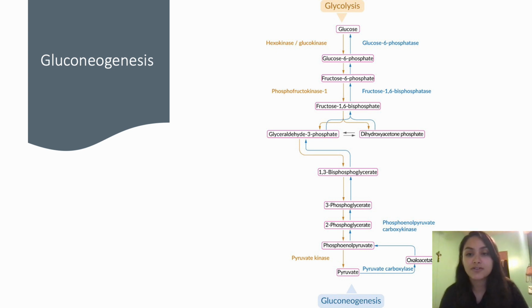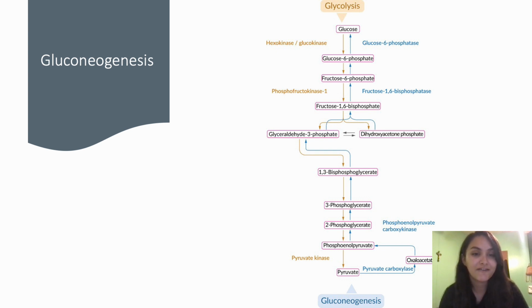So glycerol, derived from the breakdown of triglycerides in adipose tissue, enters the liver and is converted to DHAP through a series of reactions involving the enzymes glycerol kinase, glycerol 3-phosphate dehydrogenase, and triose phosphate isomerase.